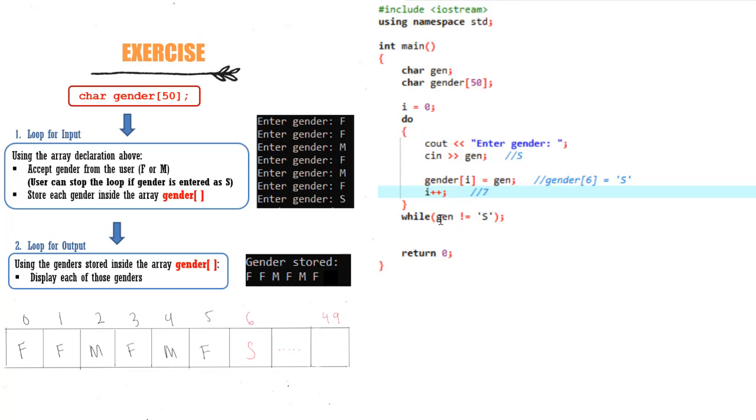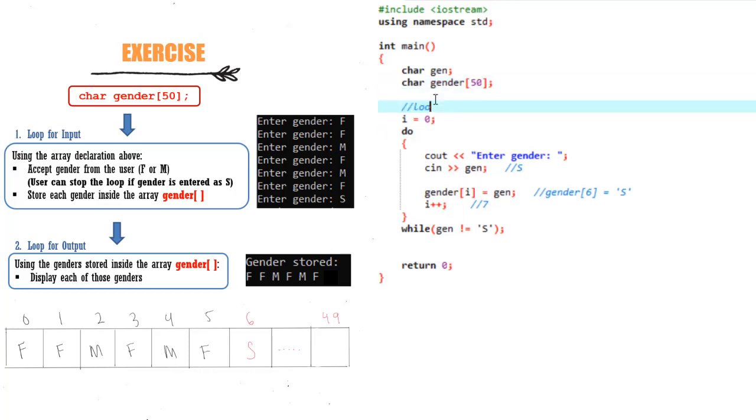So then gen not equals to s, so that is true. So this is how the looping will stop here, okay? So inside the array, it will store all of the data until s, okay? So again, although you put the size here as 50, it doesn't mean that we have to fill it completely, all right? So this is the loop for input.